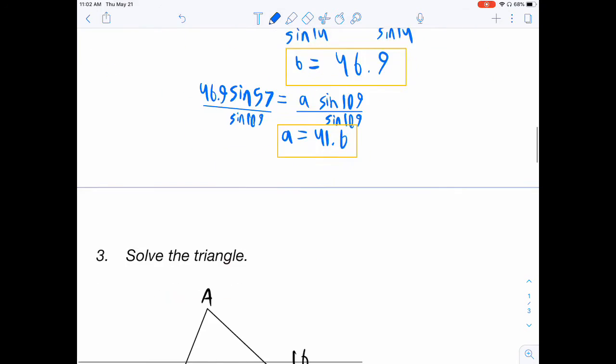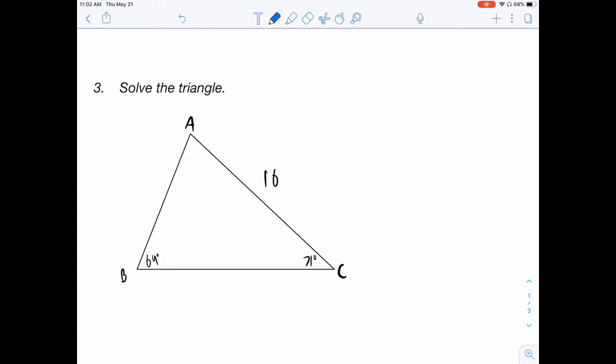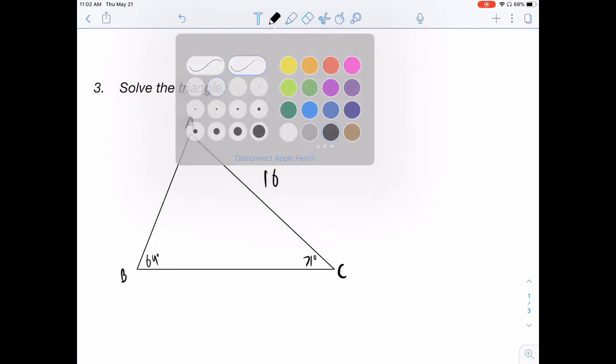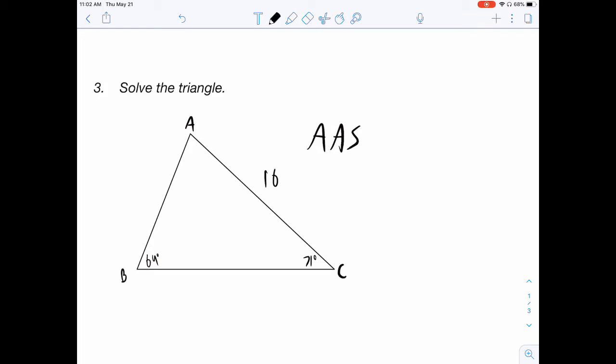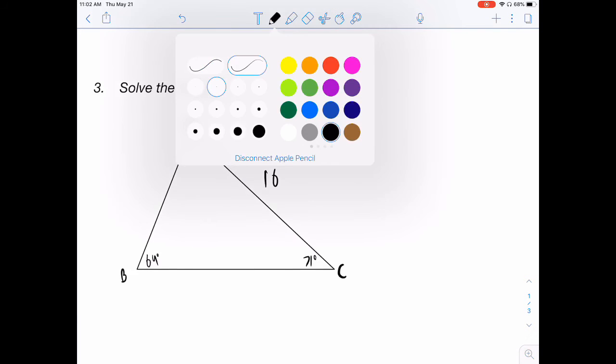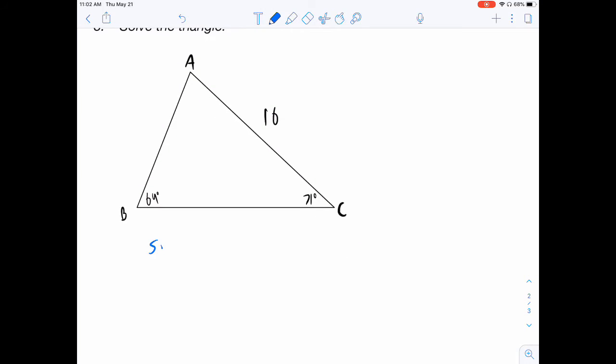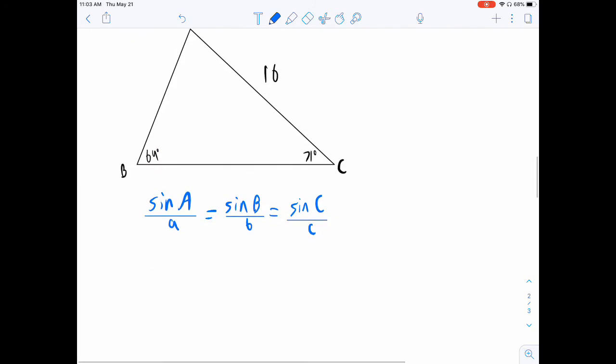So then we move to our last problem, which is to solve this triangle right here. Now, for this triangle, we have angle, angle, side, which means that we can use the law of sines to solve for the triangle. So we start by setting up our law of sines as we do with every problem. And so then we write it down here as we always do.